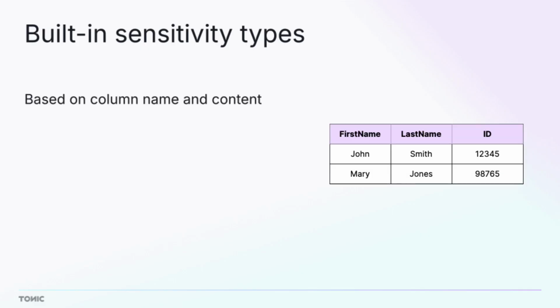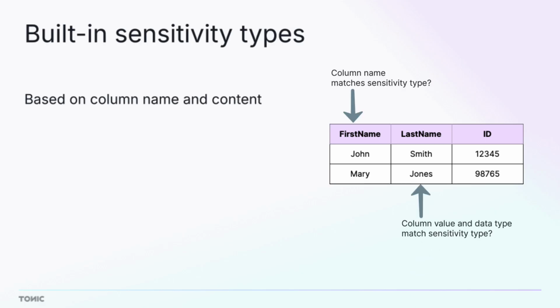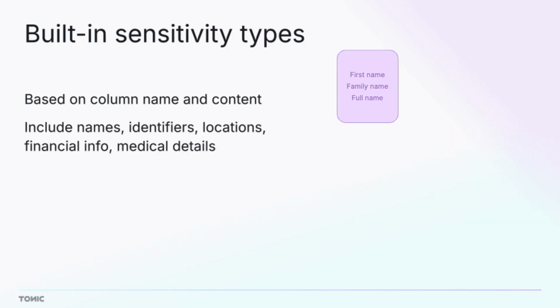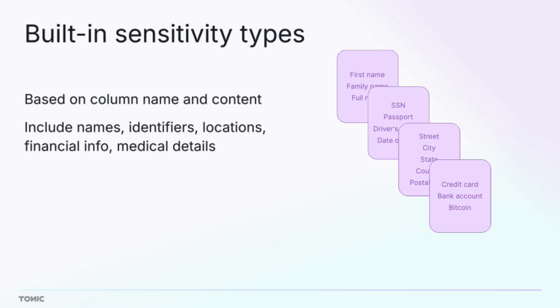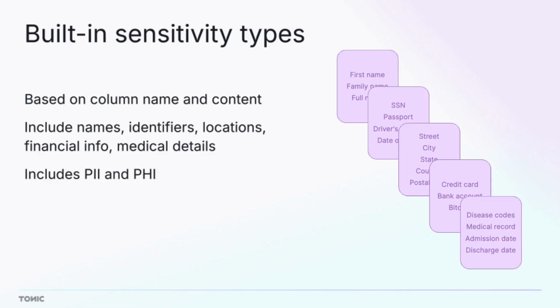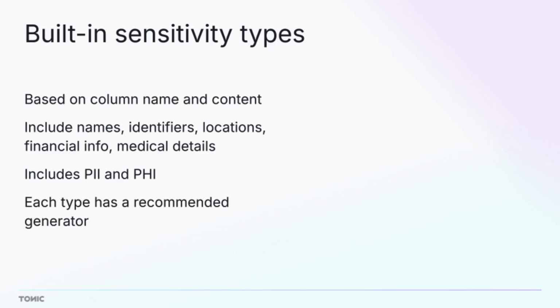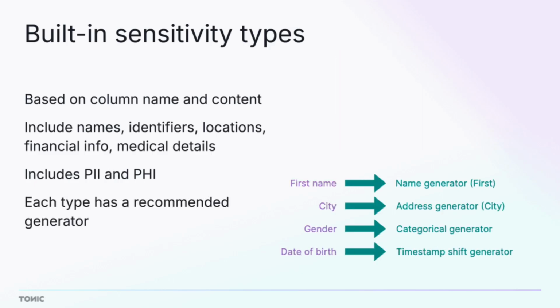First, Structural identifies a set of built-in sensitivity types based on the column names and content. These include values such as names, identifiers, locations, financial information, and medical information. The built-in types reflect both personally identifiable information, PII, and protected health information, PHI. Each built-in type has a recommended generator to apply to the appropriate columns.